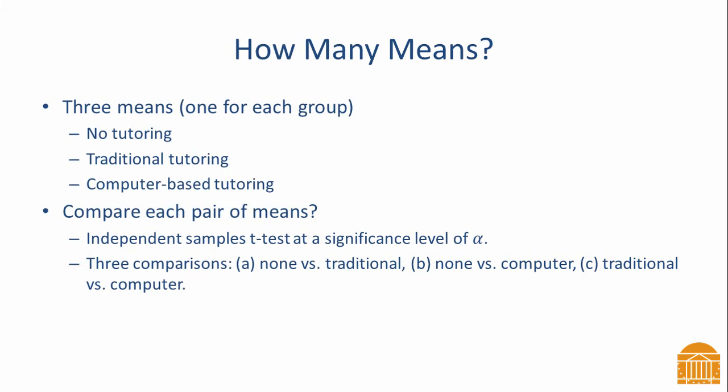In this scenario, we have 3 groups, and each group has a mean. We could use an independent samples t-test to compare each pair of means: none versus traditional, none versus computer-based, and traditional versus computer. Testing each pair of means in this manner is possible, but it has a major flaw. If we conducted each test at a significance level of 0.05, then the type 1 error rate for all 3 comparisons would be much larger than 0.05.